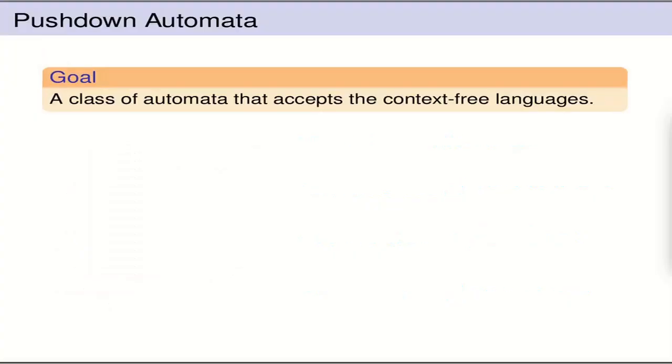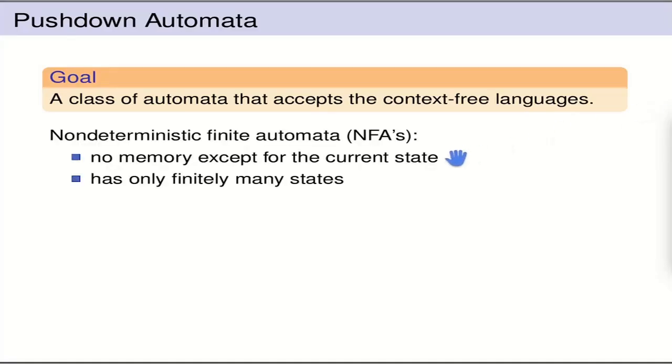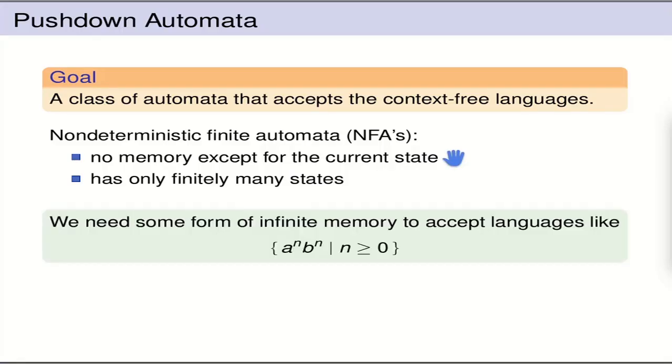We've seen that finite automata give rise to the class of regular languages. Finite automata have no memory except for the current state, and they have only a finite number of states. So finite automata cannot accept languages like a to the n, b to the n, where you need some kind of counting to make sure that there are as many a's as b's. So our next goal is to find a class of automata that corresponds to the context-free languages, so that can accept languages like a to the n, b to the n.